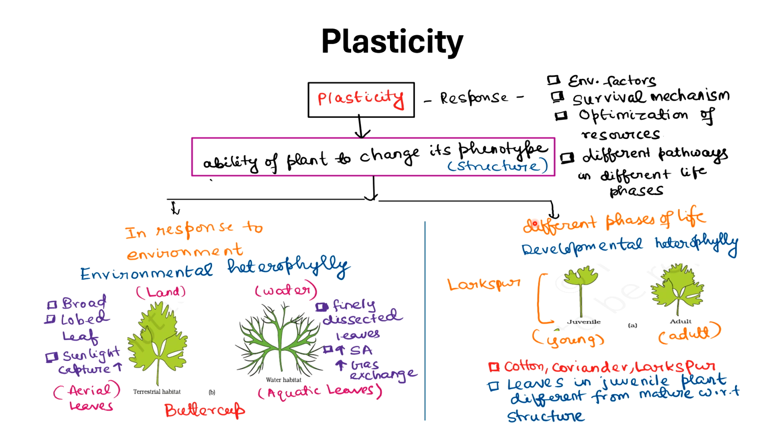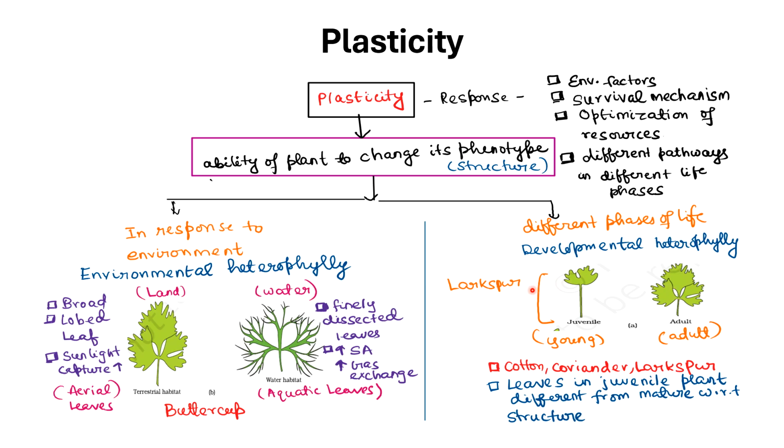If the plant is showing different leaf structures in different phases of life, that is known as developmental heterophylly. Examples of them can be cotton, coriander and larkspur. Here the leaf structure of larkspur is given. This is a juvenile or the young leaf of larkspur. See how it is looking, and when it is adult, the leaf is looking different.